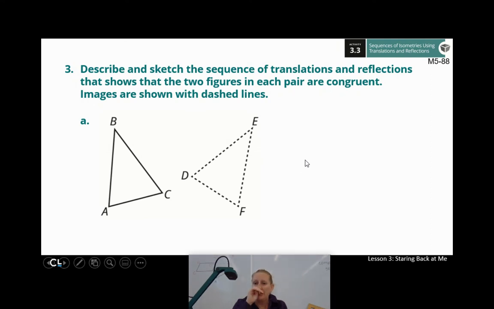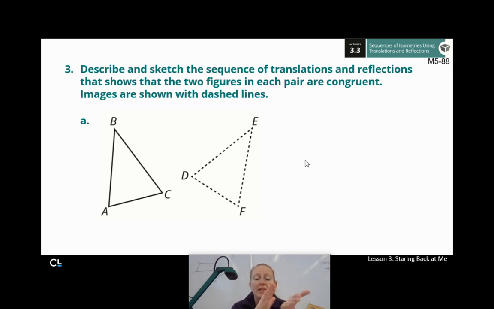So here's what I would like you to do. It turns out you can do more than one thing. So I would like you to describe and sketch the sequence of translations and reflections that shows that the two figures in each pair are congruent. And the images are shown with dashed lines.